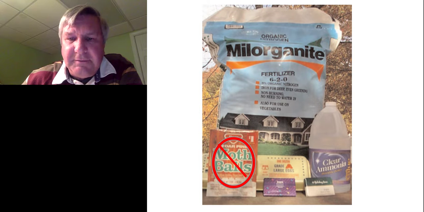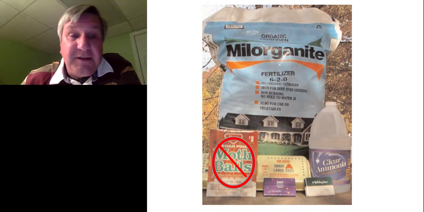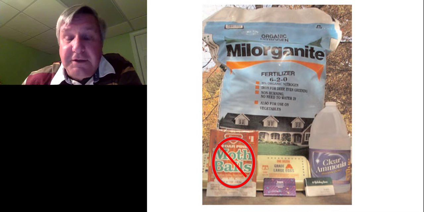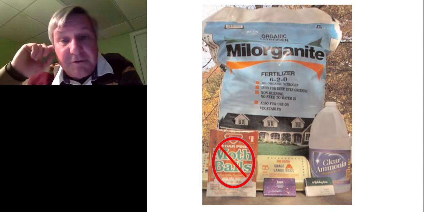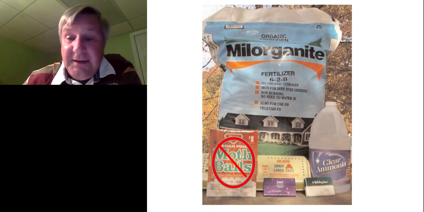Milorganite is actually a 6-2-0 fertilizer. It's a granular product. It stands for Milwaukee Organic Nitrogen. It's actually processed sewage sludge. It's been around for about 85 years. It's spread in a band around crops. It has a slight odor that deer find offensive. Other things, putrefied eggs, rotten eggs. A lot of commercial repellents are made with rotten eggs.